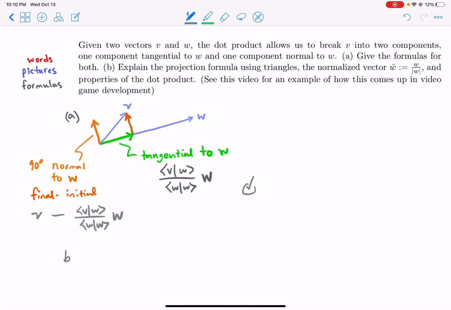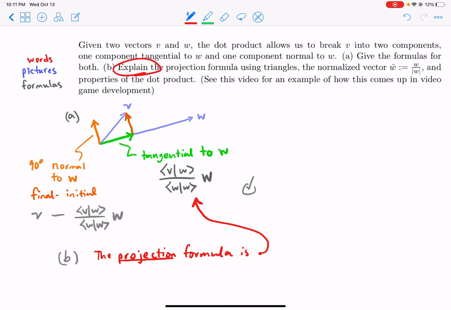Now, what's part B? Explain the projection formula. So first, what is the projection formula? So I just put in words that the projection formula is, and I'll even just point to it, that. So that's the projection formula. Why is it projection? Because we're taking v and we're projecting it down onto the direction of w. And so that's why it's called projection. Okay.